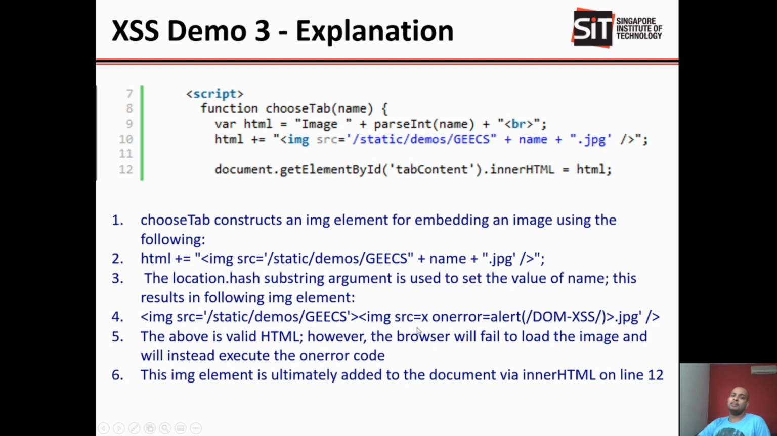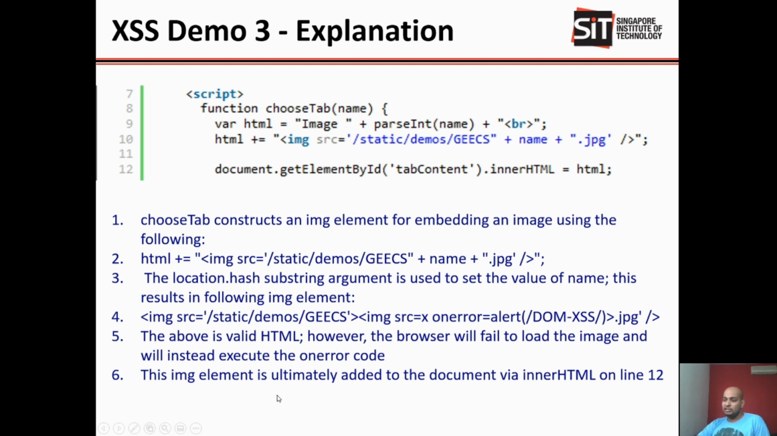When we get an error in loading the image, it runs this JavaScript function onerror. It alerts DOM XSS. That is how that alert comes in. The above is valid HTML. However, the browser will fail to load the image and will instead execute the onerror code. When an error happens, this code is run, and this code is basically our malicious script.